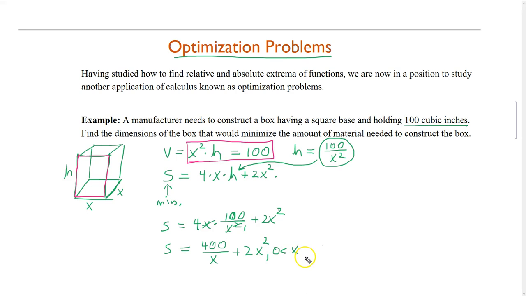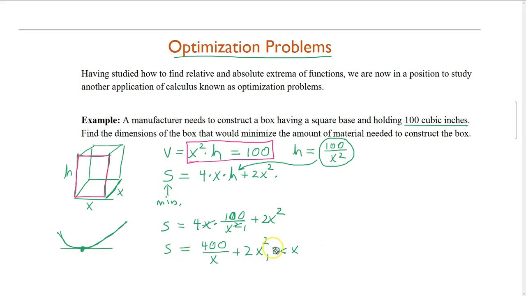So that's our domain. Now what we want to do is minimize s over this domain. Our function s is going to look something like this. And so what we want to do is find where s has a minimum. Well, how do we find where a function has a minimum? That's going to be where its derivative is equal to 0.